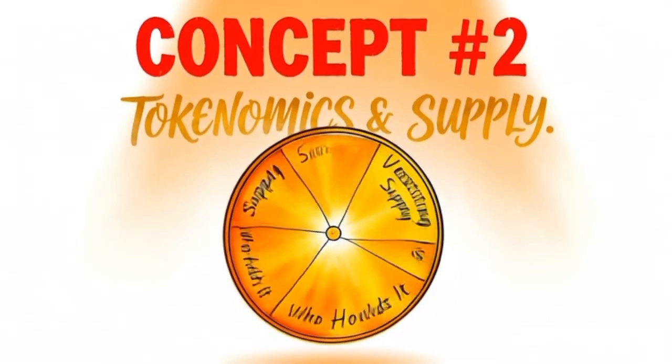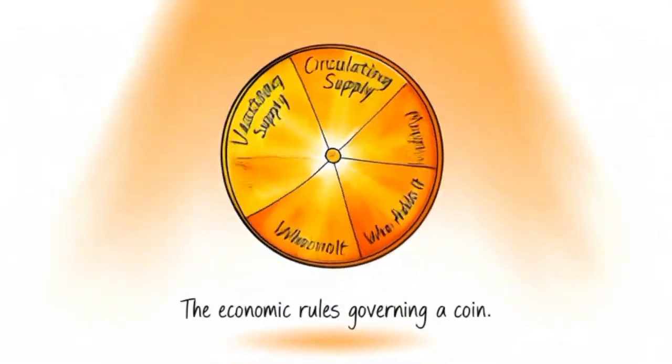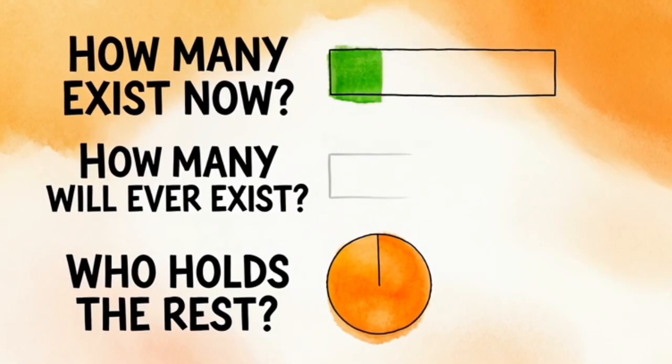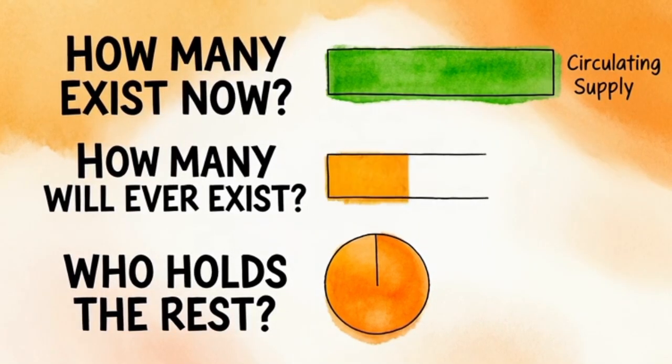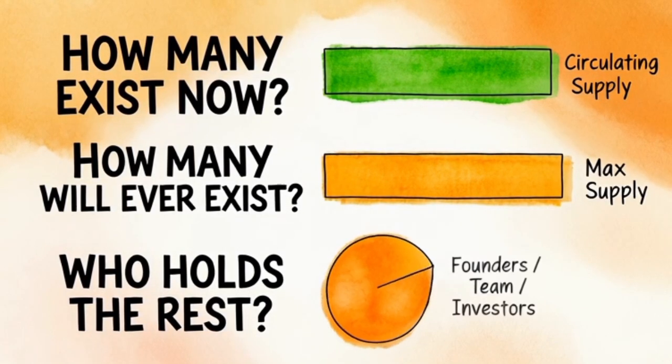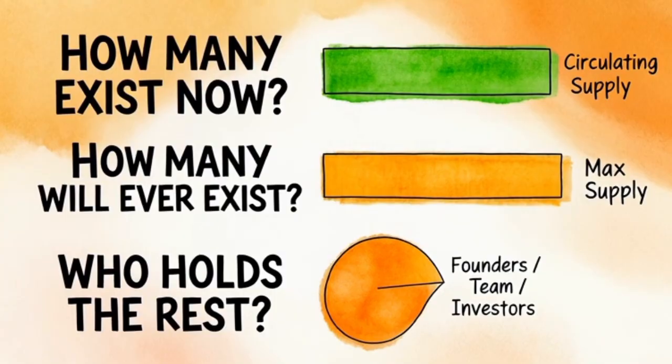Concept 2. Tokenomics and supply. Tokenomics is just the word for the economic rules governing a coin. How many tokens exist right now? How many will ever exist? Who holds the ones that have not entered circulation yet? And this matters enormously for one specific reason: vesting schedules.